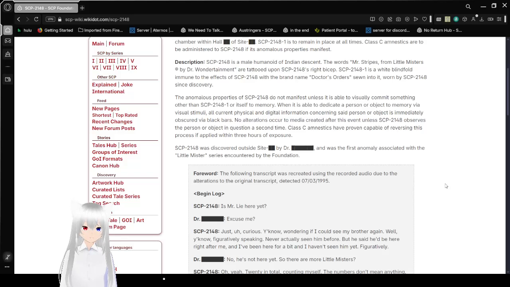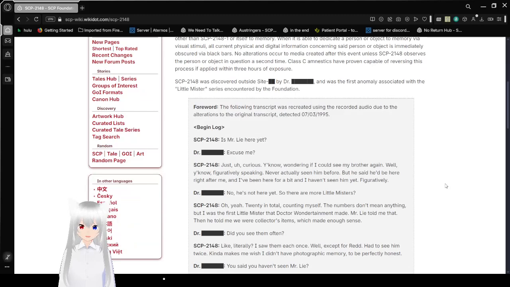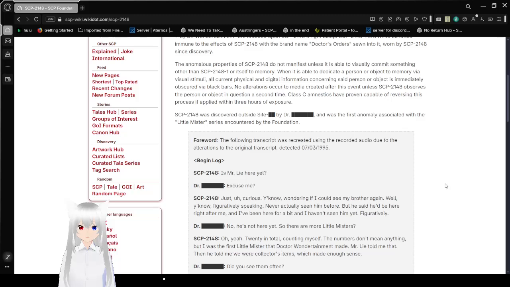SCP-2148-1 is a white blindfold immune to the effects of SCP-2148, with the brand name "Doctor's Orders" sewn onto it, worn by SCP-2148 since discovery. The anomalous properties of SCP-2148 do not manifest unless it is able to visually commit something other than SCP-2148-1 or itself to memory. When it is able to dedicate a person or object to memory via visual stimuli, all current physical and digital information concerning said person or object is immediately obscured via black bars. No alterations occur after this event unless SCP-2148 observes the person or object in question a second time.